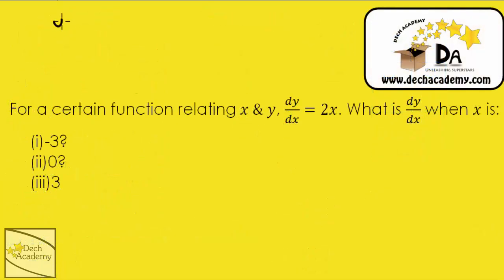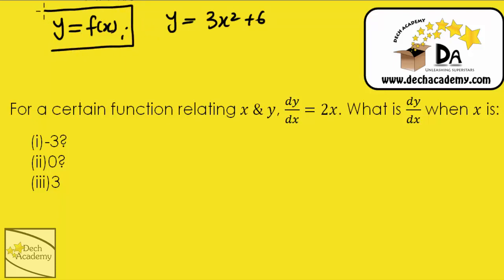So imagine there's a certain function, y equals f of x. I don't know what this f of x is. For instance, it could be y equals 3x squared plus 6, or any expression, but I don't know what it is. For a certain function relating x and y, dy dx is 2x. So you're told that the derivative of that function is 2x. The question asks for the value of dy dx when x is minus 3, 0, and 3.